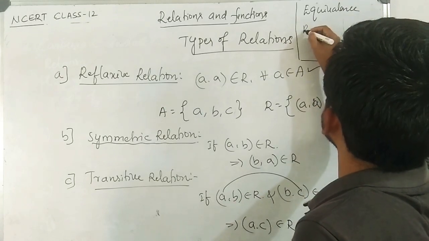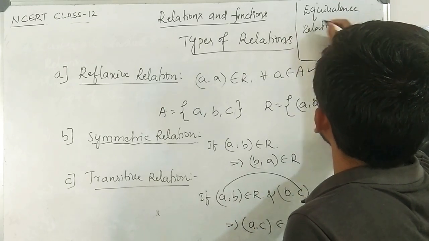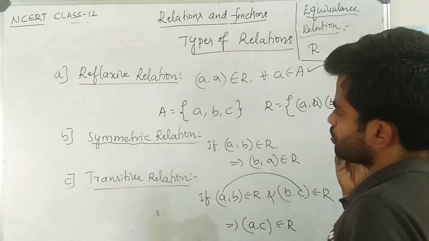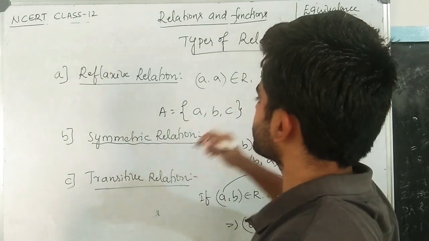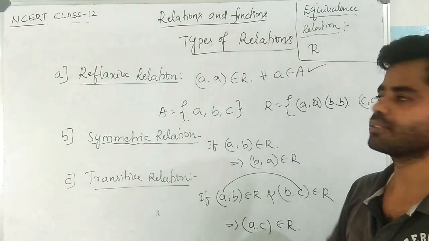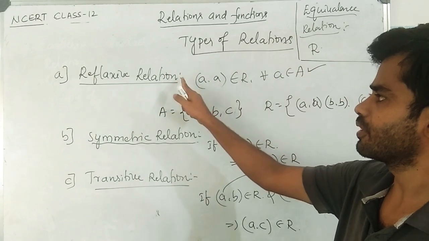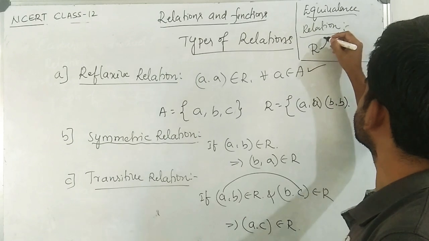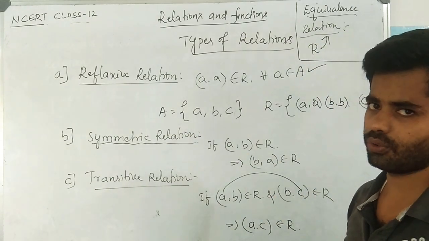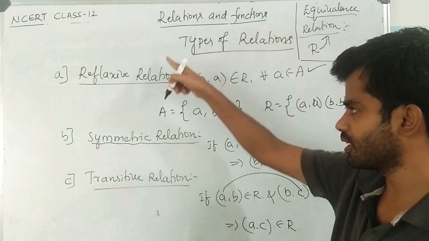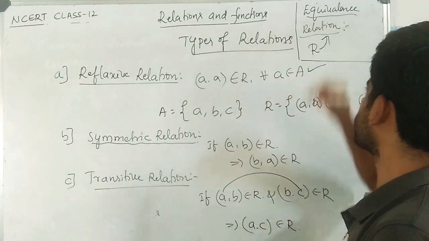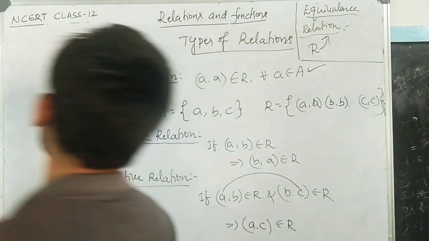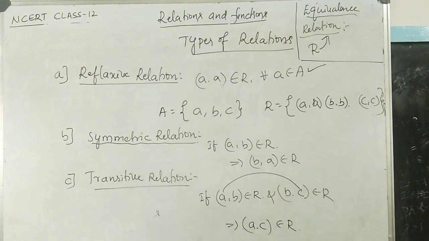Equivalence relation. What is an equivalence relation? A relation R is said to be an equivalence relation if it satisfies these three relations: reflexive, symmetric, and transitive. Then it is an equivalence relation. Okay, once again, if R satisfies these three, then that is an equivalence relation. Now we will start examples on the basis of these four relations.